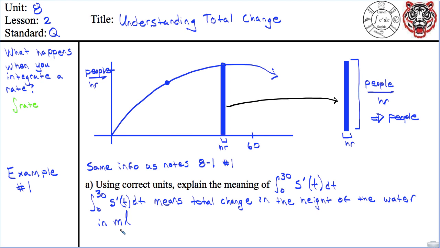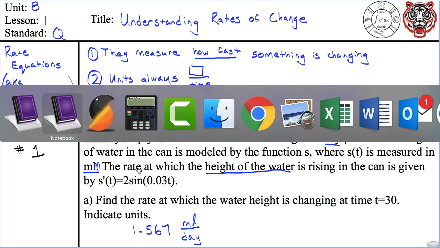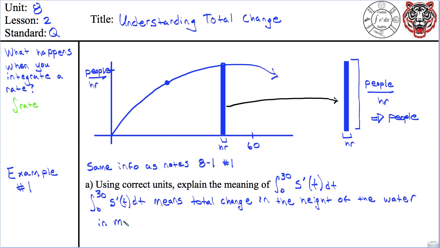Wait, I think there's an error over here. Sorry, there should have been millimeters. You can't measure height in milliliters. That's measuring volume. That makes more sense. You're measuring height. Nice. I gotta fix that. Okay, and then what does this 0 and 30 mean? From day 0 to day 30. Yeah, exactly, in days. So 0 to 30 days.